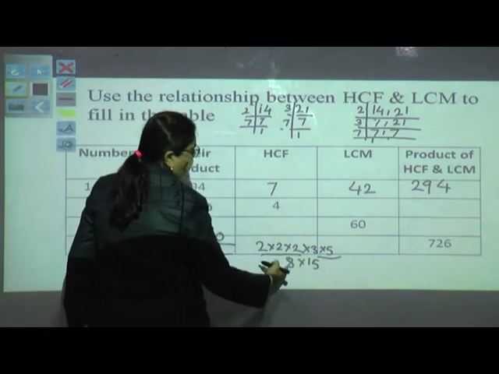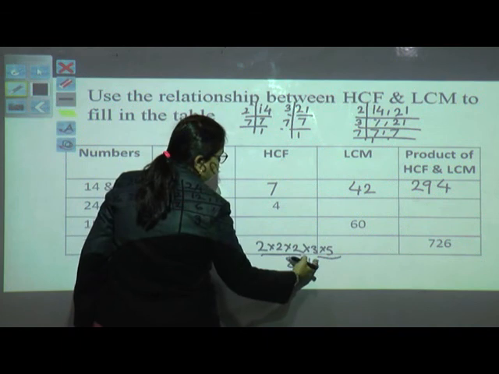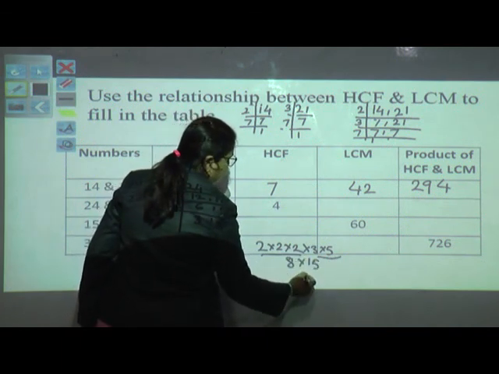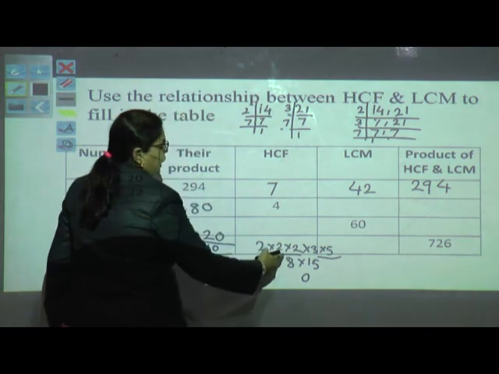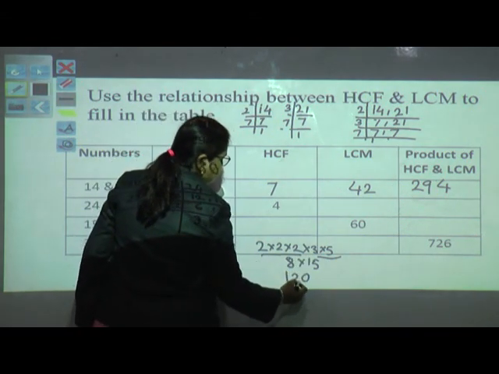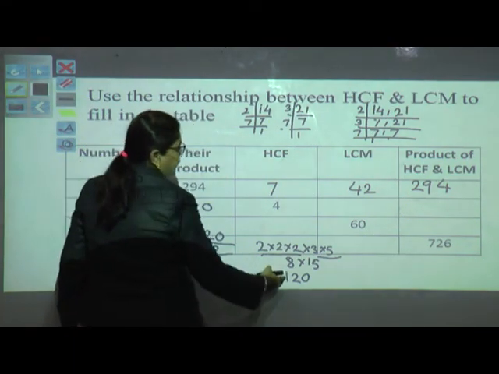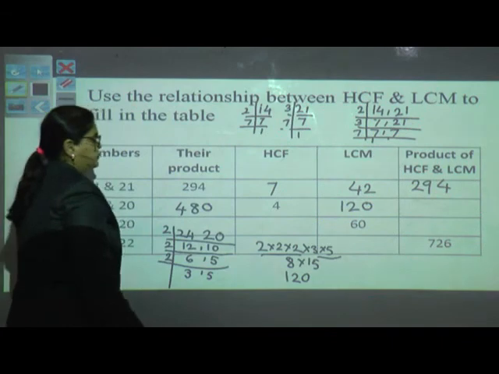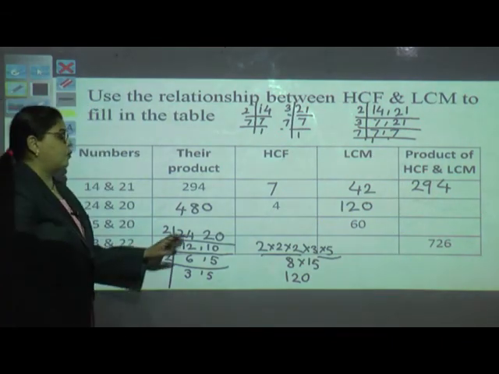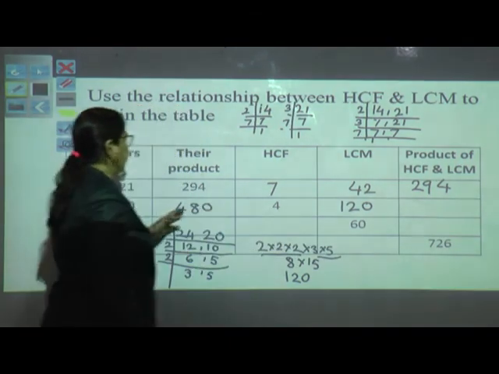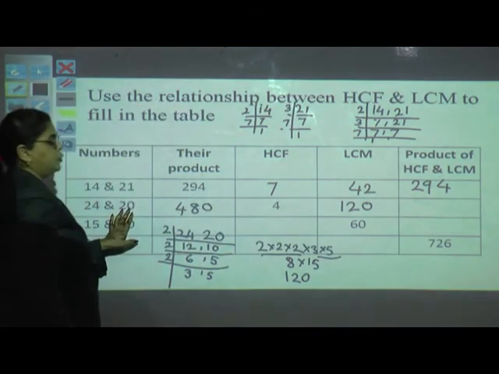If you don't know the 15 table, I also told you that you can multiply in this way, that is 8 5s are 40, 4 carry, 8 1s are 8, and plus 4 is 12. So 120 is our LCM. 120 is our LCM of the given numbers, that is 24 and 20.